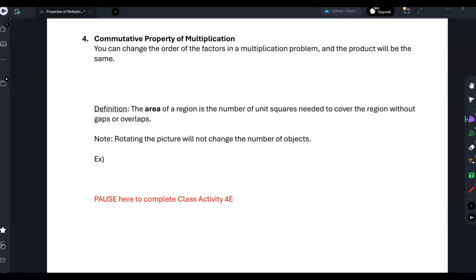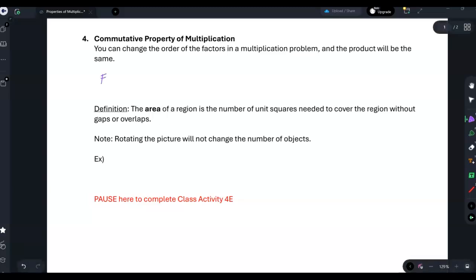The next property of multiplication that we'll look at is the commutative property, and we saw this property with addition as well. As long as you have all addition problems, right? So as long as your only operation is addition, you can change the order of the things that you are adding. And so the same is true for multiplication.